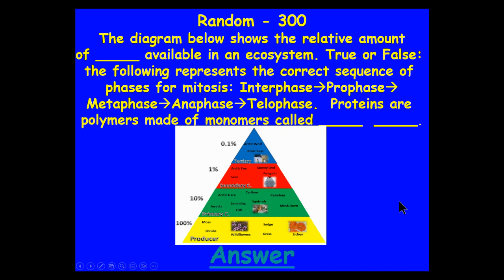Diagram below shows the relative amount of blank available in an ecosystem. True or false? The following represents the correct sequence of phases for mitosis: interphase, prophase, metaphase, anaphase, and telophase. And proteins are polymers made of monomers called what?